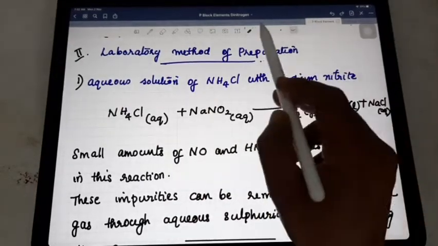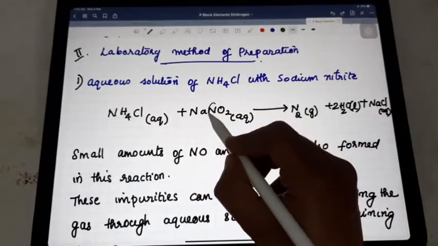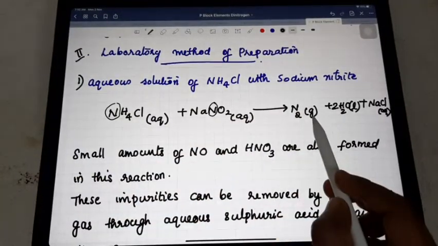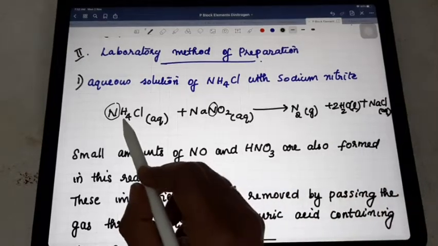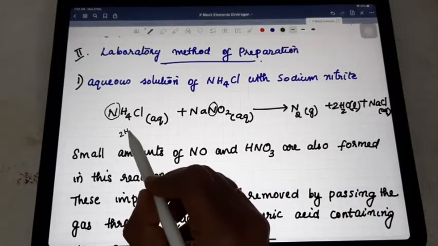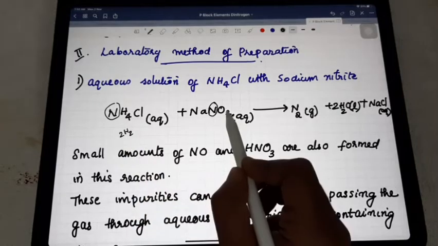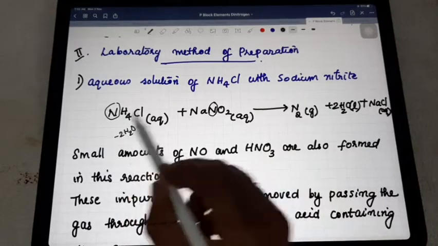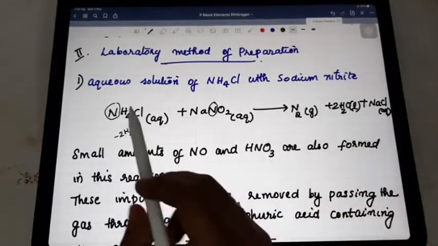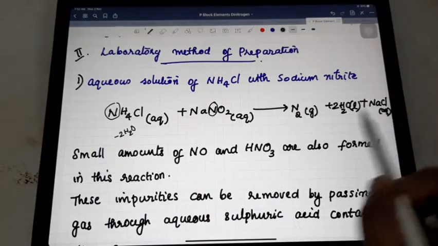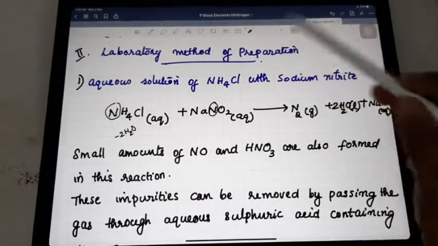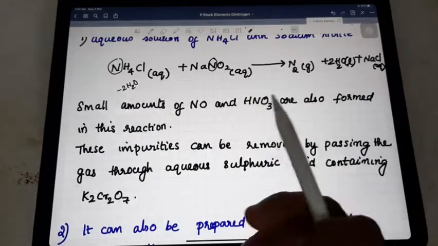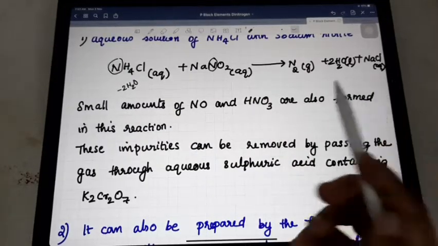How do we get this N2? This nitrogen and this nitrogen combine to form N2 first. Then 2H2O, because here there is H4, so 2H2, and here 2 oxygen. When one oxygen is taken, 2H2O is removed from this. Then the remaining thing is NaCl. Along with these products, small amounts of NO and HNO3 also form in this reaction as side products. We have to remove all other contents other than nitrogen.